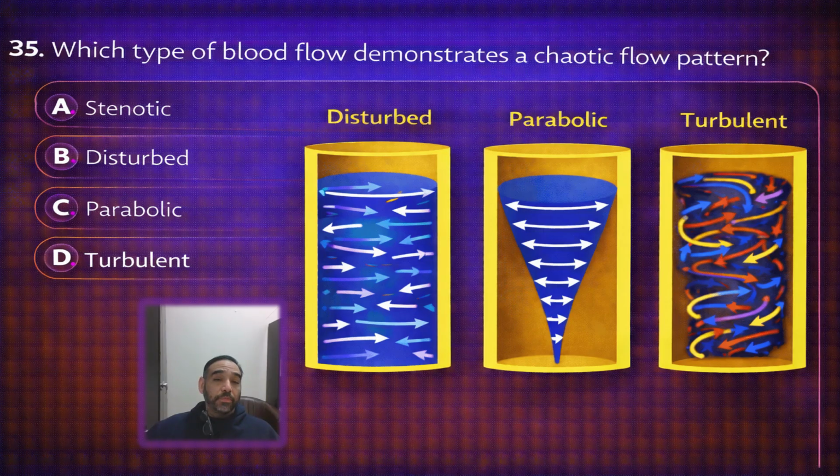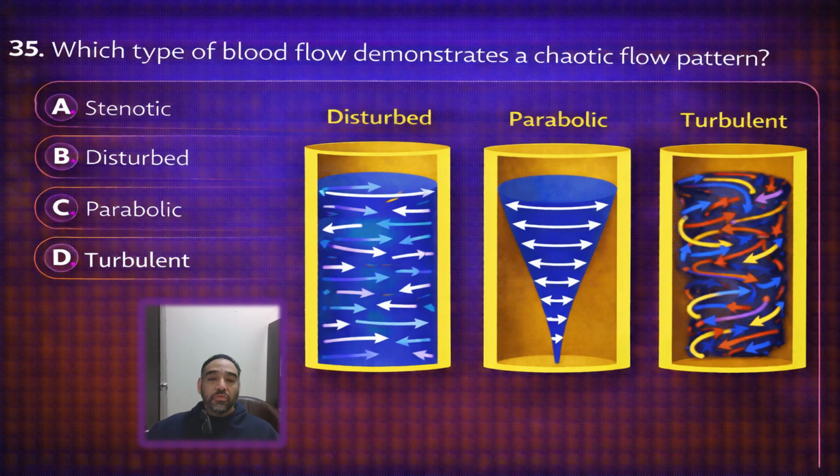The next answer, B, disturbed. So again, disturbed flow is what? It's less organized than laminar. It may have mild irregularities, but it is not fully chaotic like turbulence. Think of disturbed as messy, but not wild. And then the next answer is C, parabolic. This is wrong because parabolic flow is classic laminar flow. Highest velocity in the center, lowest velocity near the walls, smooth velocity gradient. It's the opposite of chaotic.